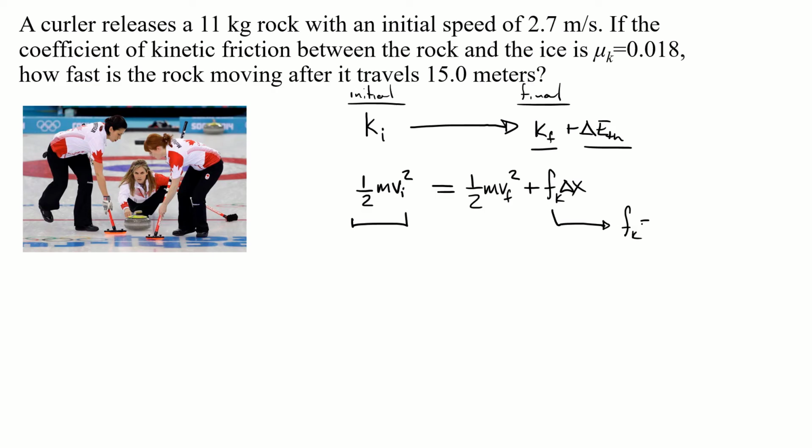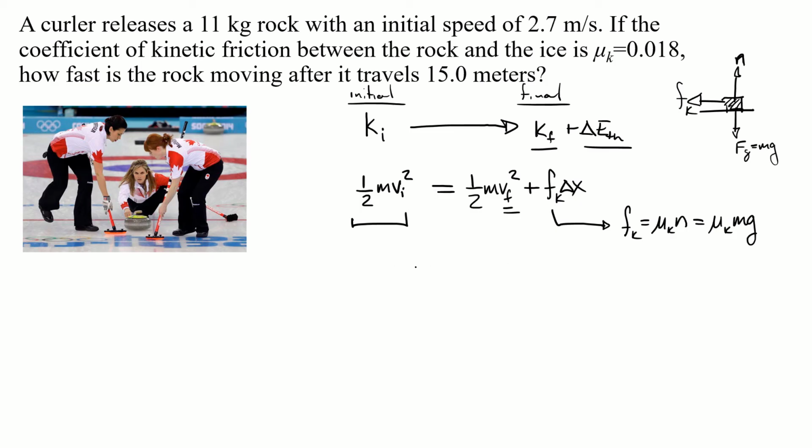We know the force of kinetic friction is mu k times n. This surface is flat, so if we want to figure out the normal force, we're going to have the force of gravity pulling down, the normal force pulling up, and then we've got this frictional force that way. But in the y direction, the normal force is equal to mg. Those are going to be equal and opposite. So this ends up being mu k times mass times gravity. So we've essentially now got everything we need except for v final.